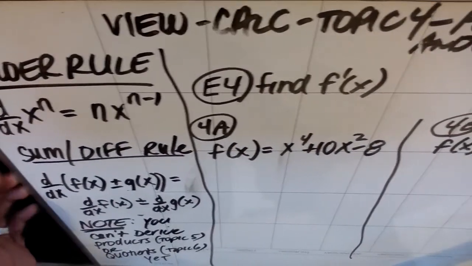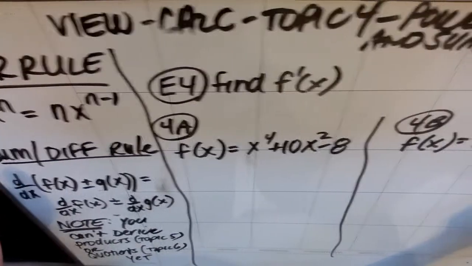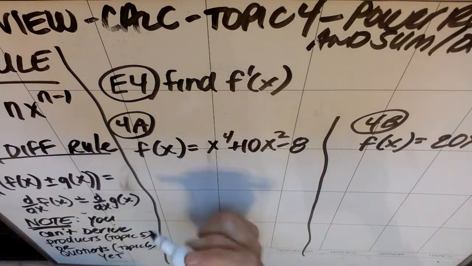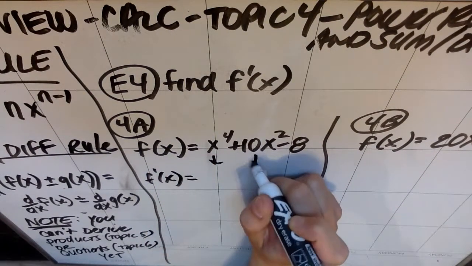Again, right now you can't differentiate products and quotients as products and quotients. So when you are handed a product or a quotient, we're going to have to deal with that in a different way. So in 4a, we're asked to differentiate f of x equals x to the fourth plus 10x squared minus 8. Because this is a sum or a difference, in order to get f prime of x, I literally just differentiate the separate pieces.